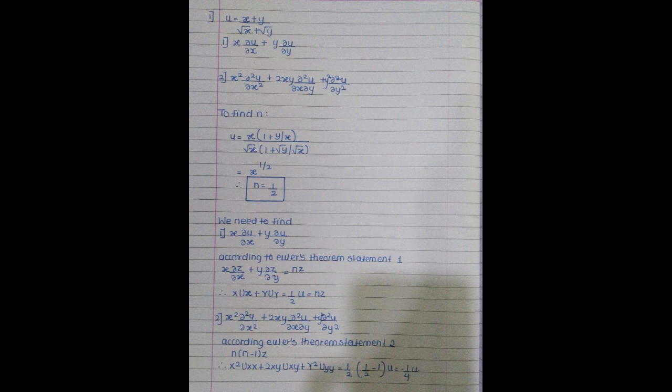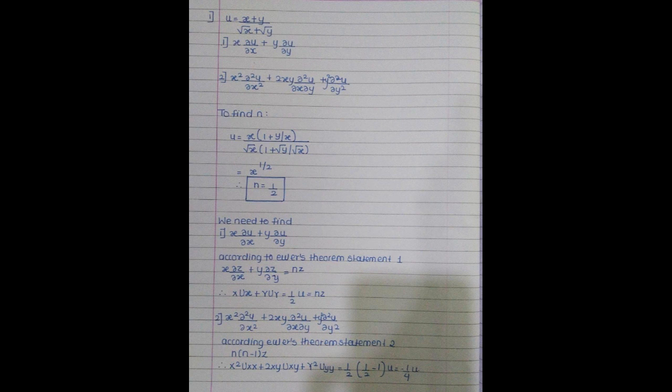Here we first find x ∂u/∂x plus y ∂u/∂y. According to Euler's theorem statement 1, if z is a homogeneous function in x and y of degree n, then x ∂z/∂x plus y ∂z/∂y is equal to nz. Therefore, 1 upon 2 u is the solution of x ∂u/∂x plus y ∂u/∂y.